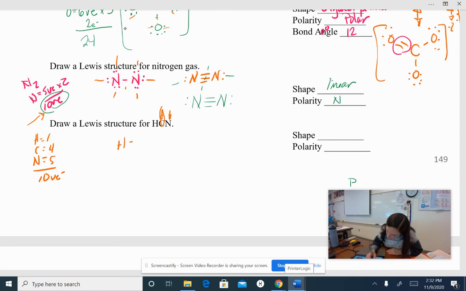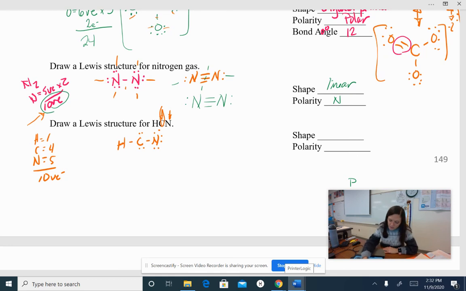So here we go. Carbon in the middle, bonded to nitrogen. Now remember, hydrogen can only have 2 electrons, and it already has the 2 electrons with the bond with carbon, so it's done. Nitrogen, on the other hand, can have 8. It has 2 with the bond with carbon, so let's put in 3 lone pairs to satisfy that octet. Now carbon in the middle has access to 4 electrons, so it needs 4 more to satisfy its octet.